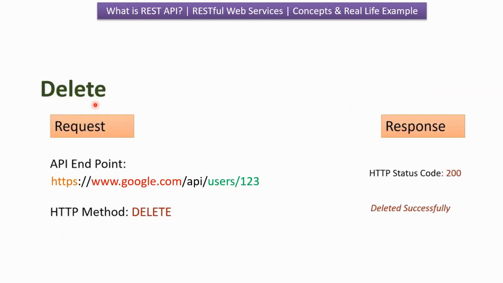Suppose I want to delete the user resource, and the user ID is 123. Then the API endpoint will be like this, and the HTTP method will be delete. Once the server receives the request, it will delete the resource successfully. Then it will send HTTP status code 200 back to the client. And this is how the CRUD operations will be performed.